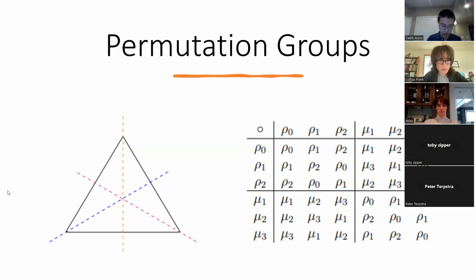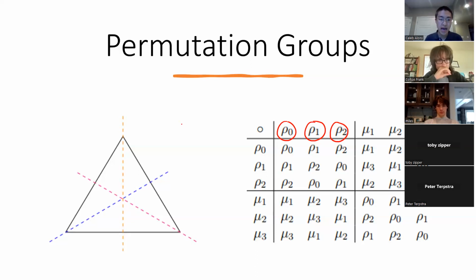I'm going to grab my pen here. There are 3 different ways you can rotate it. Rho naught, rho 1, and rho 2. So rho naught would be as if I had just left the triangle alone. I'm not going to spin it. I'm not going to do anything to it.